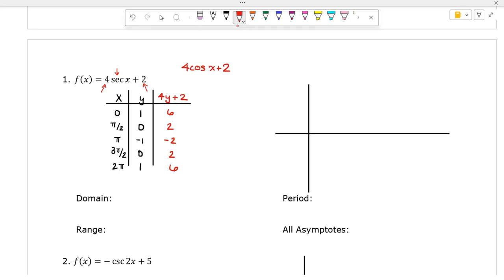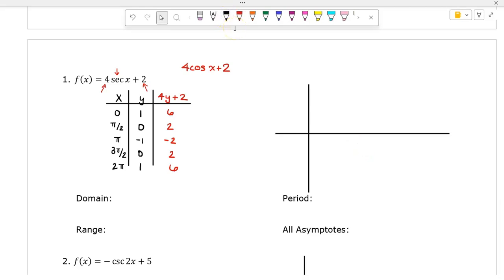So what I've done is I've taken the 4 out front and I've vertically stretched my graph by a factor of 4. I've taken the 2 that's added at the end and I've shifted my graph up 2. And then I can go ahead and graph that function right now.